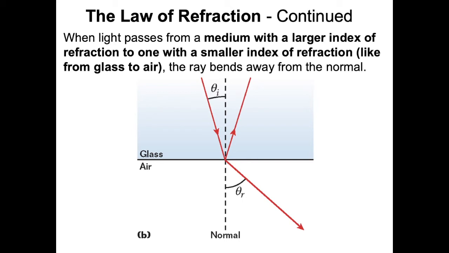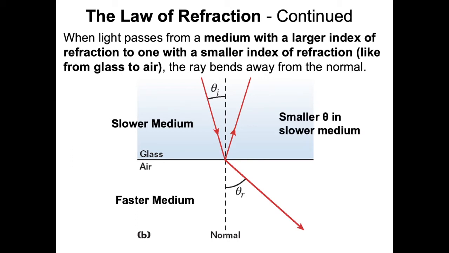When light is passing from a medium with a larger index of refraction to one with a smaller index, like going from glass to air, you have a ray that's bending away from your normal. So you have your slower medium in glass, your faster medium in air. You have a smaller angle in the slower medium, a larger angle in the faster medium.